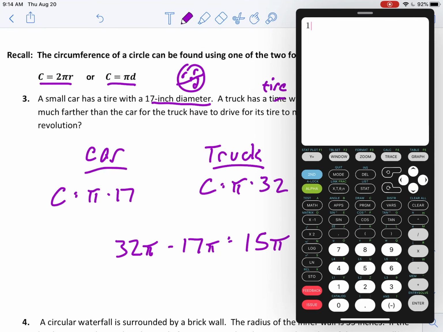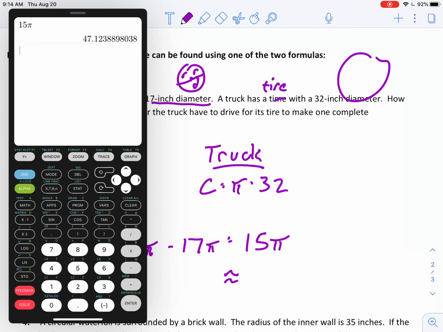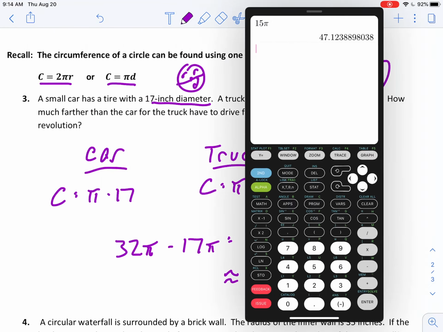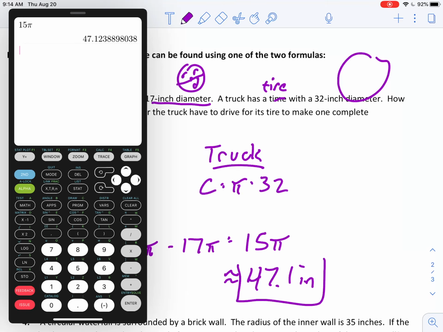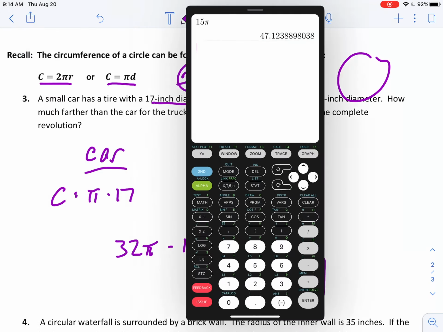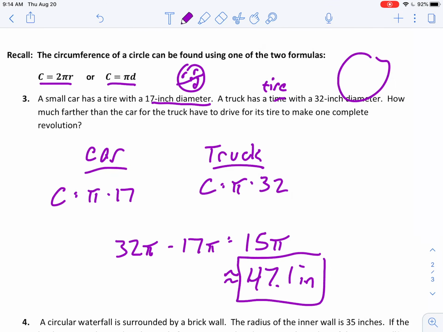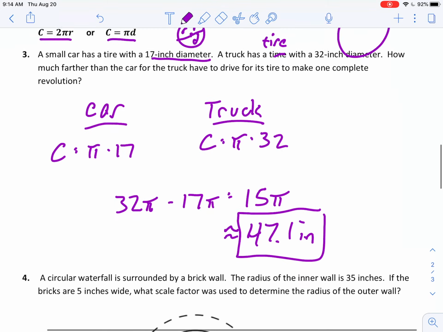bring my calculator back up, 15, and now my pi button, if you can see it, it's the second function just above the divide sign. So I'm gonna hit second and the little caret key, and there's 15 pi. So it's approximately, and I'm gonna use the squiggly equal sign, 47.1. And that is inches. So my truck will actually travel 47 inches farther than the car, just doing one complete rotation, so about 4 feet farther.